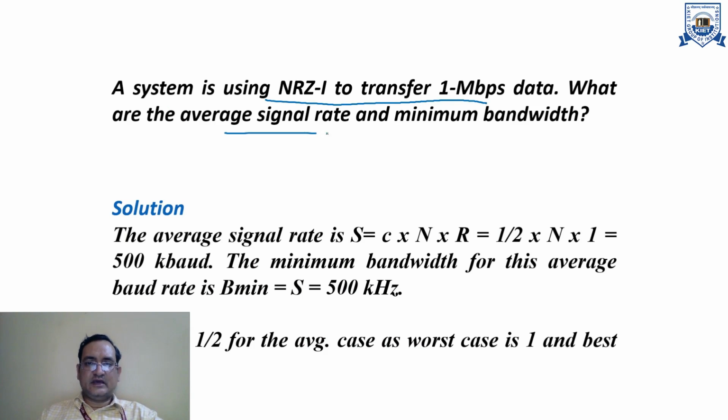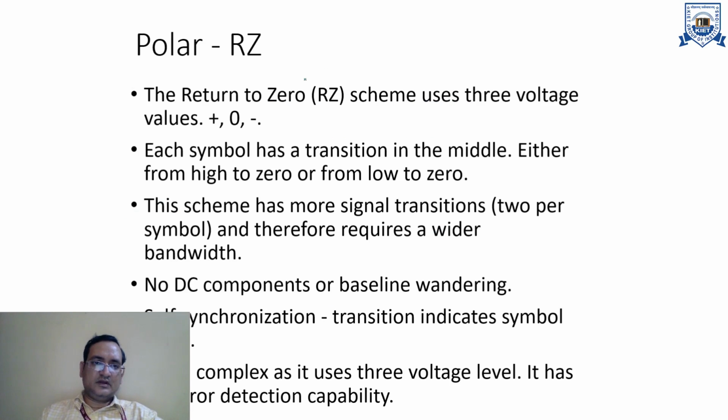What is the average signal rate and minimum bandwidth? So S is the formula, where this is the multiplication symbol, and you can calculate with the help of this formula that the baud rate, or S, will be 500 kilohertz for the signal. Polar RZ is the return to 0, right?